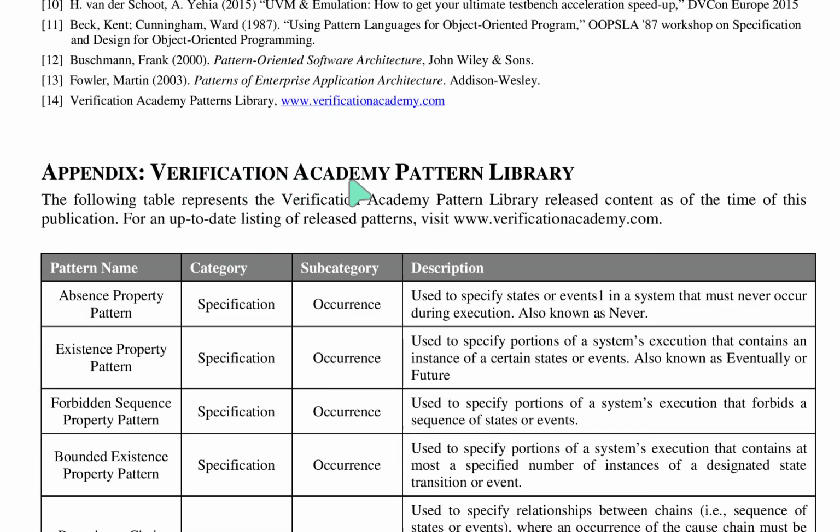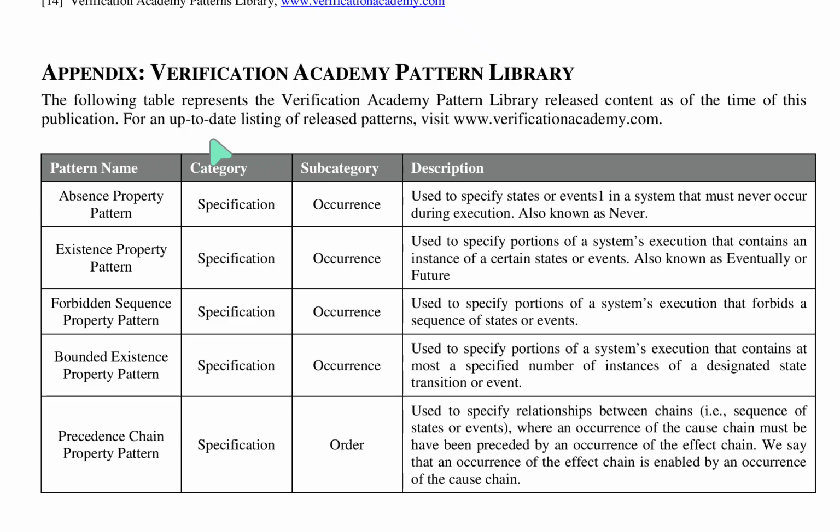Appendix: Verification Academy Pattern Library. The following table represents the Verification Academy Pattern Library released contents as of the time of this publication. For an up-to-date listing of released patterns, visit verificationacademy.com. Pattern name, category, subcategory, and description.